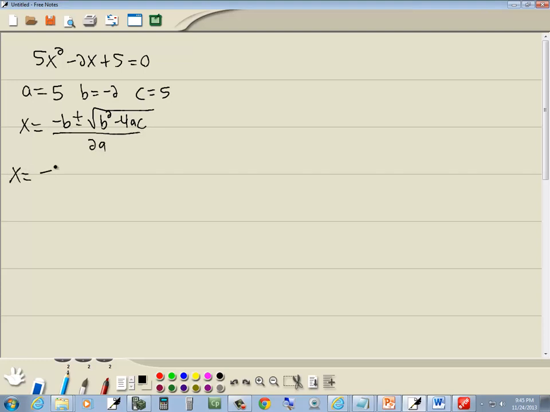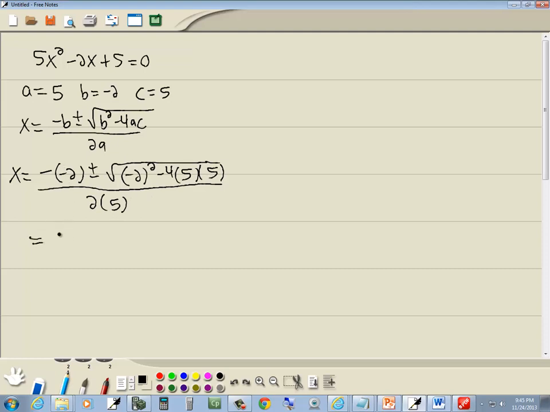Now, before we plug in our numbers, we're going to go through and replace our variables with sets of parentheses. Everything else remains exactly as is, just replacing the variables with parentheses. This helps reduce sign errors. Okay, now everywhere our b was in our formula, we're going to put in negative 2. Everywhere our a was, we'll put in 5. Everywhere our c was, we'll put in 5.